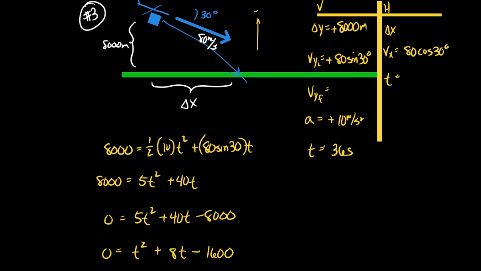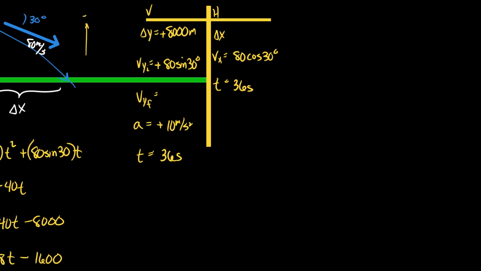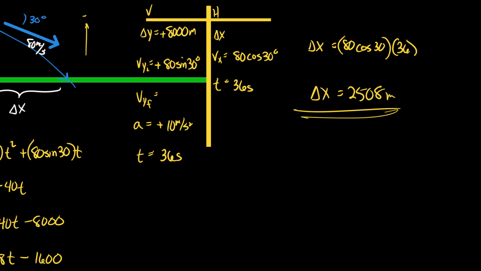36 seconds. So if I want to find out where it lands, Vx equals 80 cosine 30 all times 36. I mean, I'm still doing the same problem we've been doing for the last couple of weeks. Solve for t and use it someplace else. So times 80 times 30 cosine equals, and I get delta x equals 2,508 meters. That's where I need to release the package, or it's how far along the ground the package travels until it hits the ground.